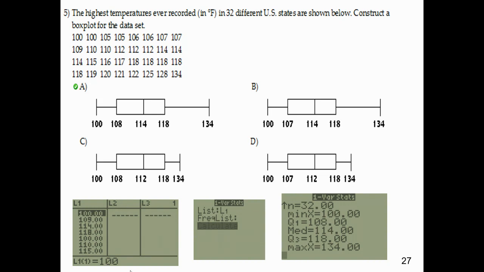I put my 32 numbers in. I went to stat, calculate one variable stat. My values are in L1. There you see it. I went to calculate, and here it is. Here's my minimum, which I knew was 100. My max was 134. That was obvious, but these are the three numbers that I was looking for. Obviously, it's letter A, 108, median 114, and quartile 3, 118.